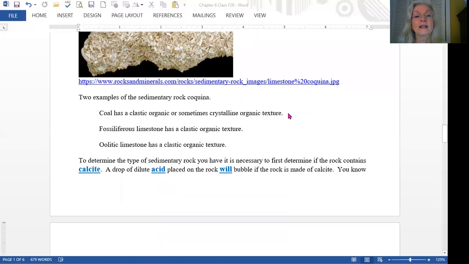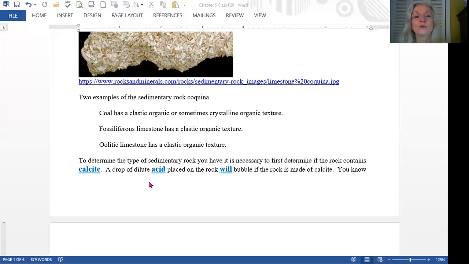So coal has what we refer to as a clastic or organic texture. Sometimes we talk about it as being crystalline organic. You'll see coal in lab. We've got several different pieces of it. Fossiliferous limestone has fossils in it. You'll be able to see seashell imprints in it, hopefully. And again, the oolitic limestone, the little oolites, the circles are inorganic material, but what's coating it is organic. So it's kind of a combination of things.